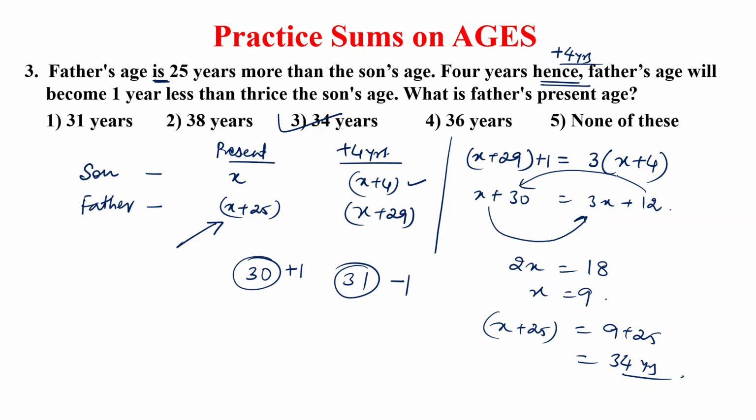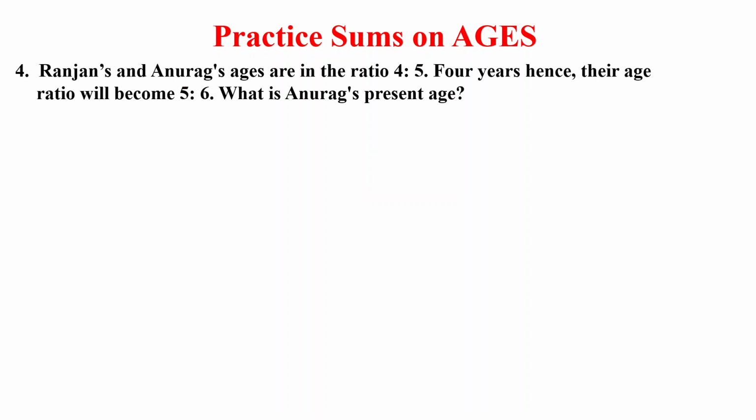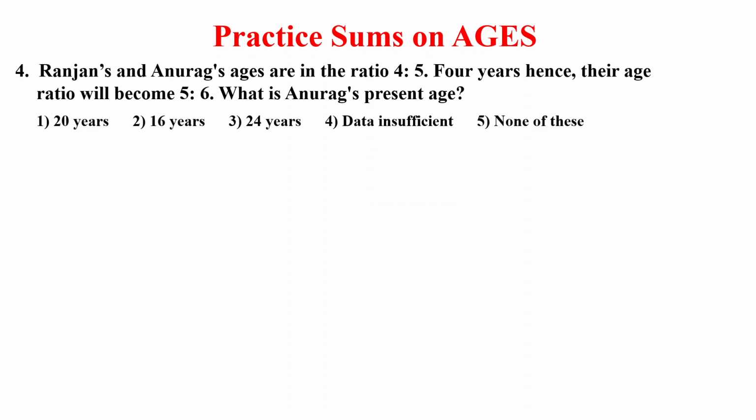Okay, having understood question number 3, let's go to the marathon and start question number 4, which is the practice sum from ages, which was asked in the question paper. Ranjan's and Anurag's ages are in the ratio 4:5. 4 years hence, their age ratio will become 5:6. What is Anurag's present age?